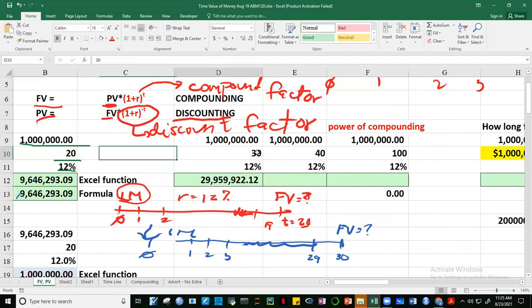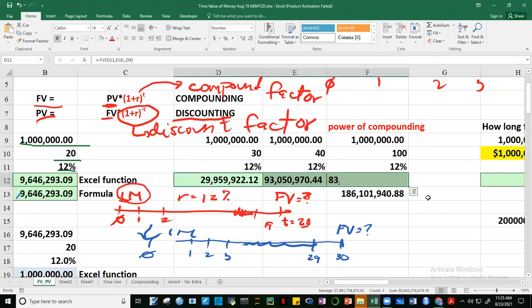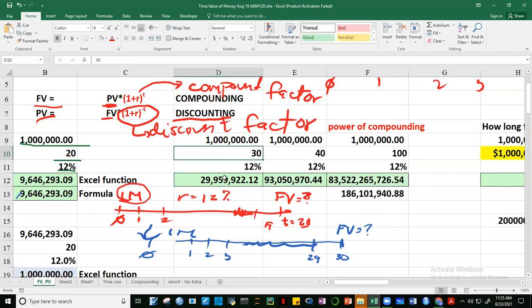So the more years we add, the more sensitive will be our future value to increases in the number of years. In fact, guys, ito, ikakopy ko na lang to. If I drag it to the right, okay, take a look at this. In 30 years time, magiging 29 million siya. In 40 years time, 93 million. Diba, pwede natin isipin na in 20 years time, 9.6 million.